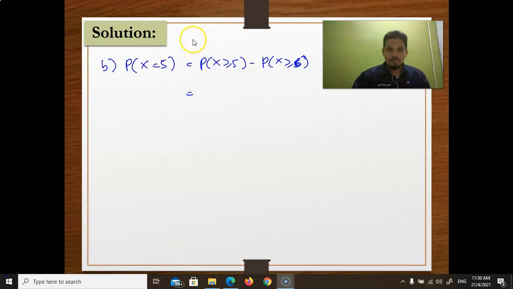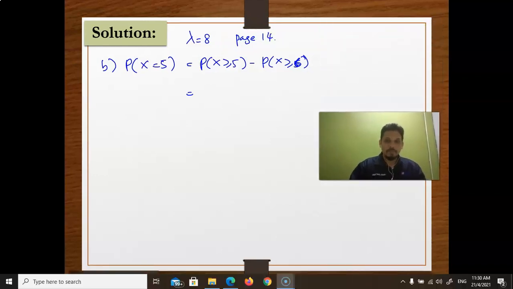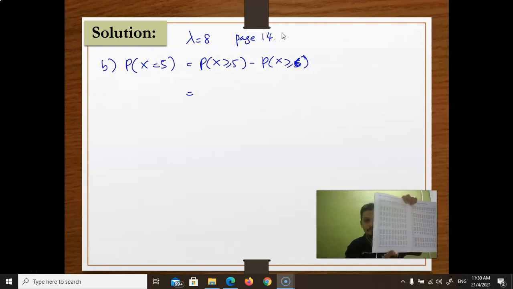Sorry, I made a mistake because I did not refer to the books properly. The lambda is equal to 8, so turn to page 14. As you see, page 14 here now. The value of lambda equal to 8 and r equal to 5 is 0.9004, and r equal to 6 is 0.8088.